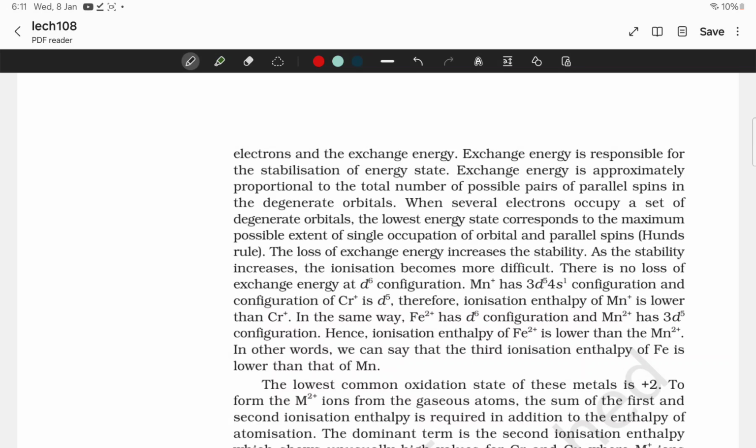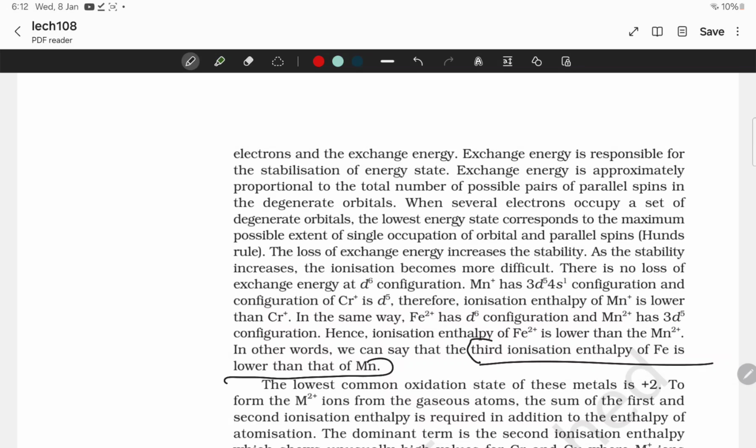Mn+ has a 3d5 4s1 configuration and the configuration of Cr+ is 3d5. Therefore, the ionization enthalpy of Mn+ is lower than Cr+. In the same way, Fe2+ has a d6 configuration and Mn2+ has a 3d5 configuration. Hence, the ionization enthalpy of Fe2+ is lower than Mn2+. In other words, the third ionization enthalpy of Fe is lower than Mn2+.